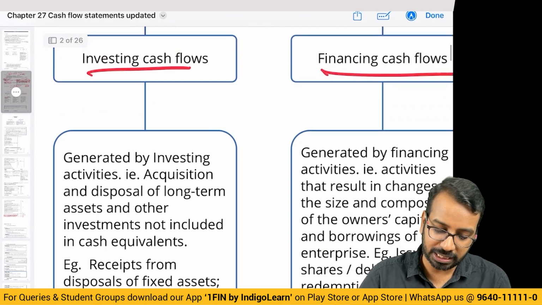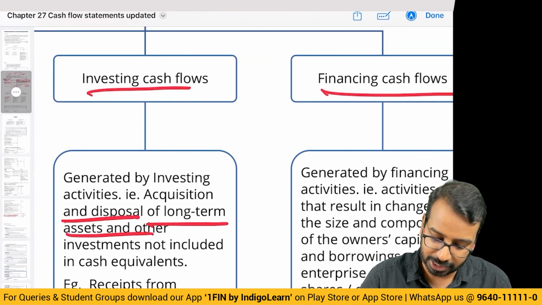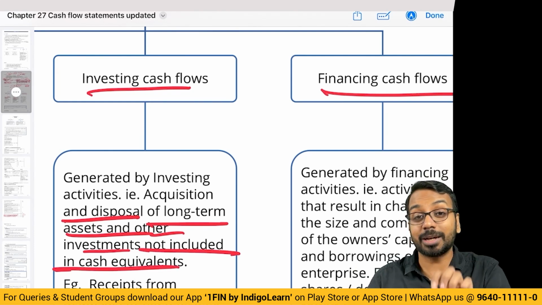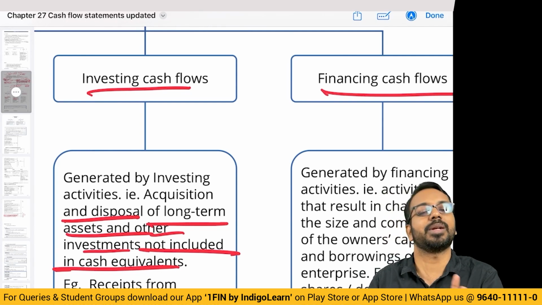Then, what is investing activities? These are acquisition and disposal of long-term assets and other investments not included in cash equivalent. So if there is a short-term FD, cash equivalent. If it is a 6 months FD, then it becomes an investment activity.